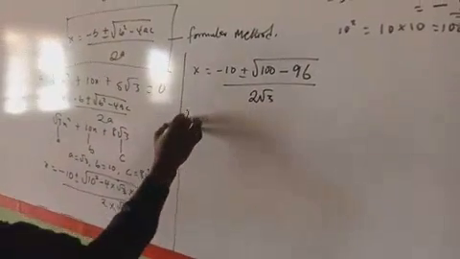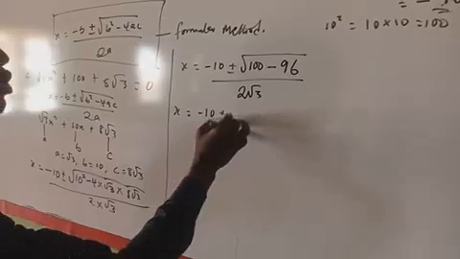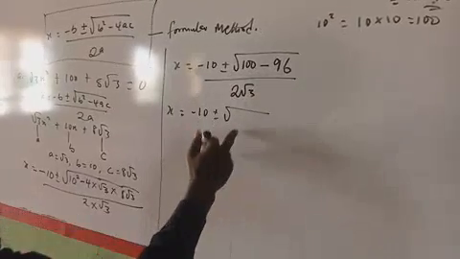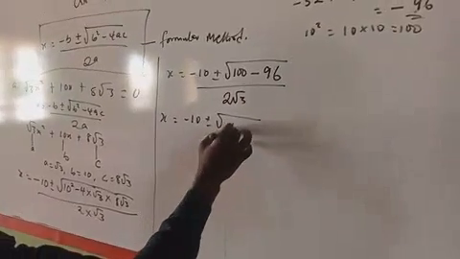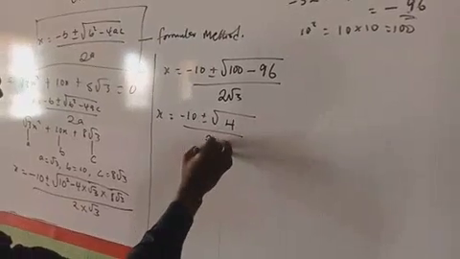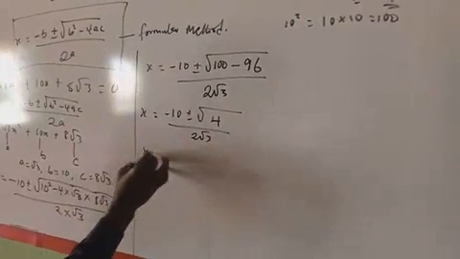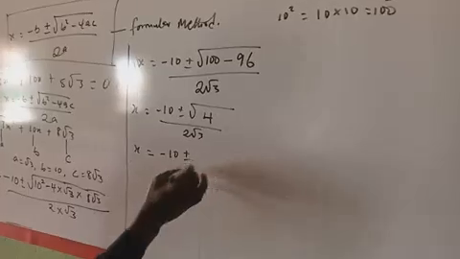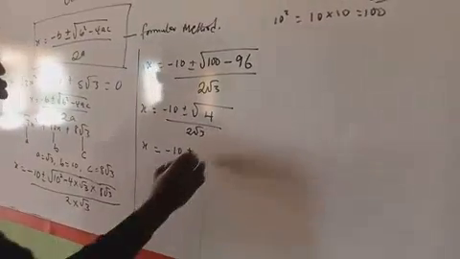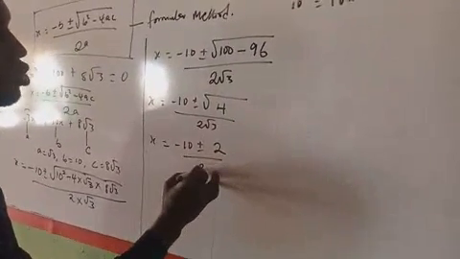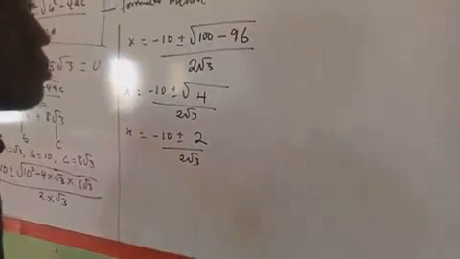Then I'm going to have this as x equals minus 10 plus or minus the square root of 100 minus 96, which will give me 4, all over 2 root 3. This becomes x equals minus 10 plus or minus the square root of 4, which will give me 2, all divided by 2 root 3. So right now I'm going to separate them.